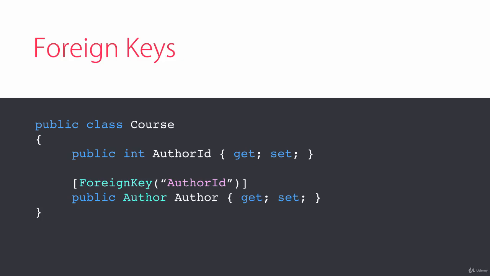In the last lecture, I told you that the ForeignKey attribute is fragile because it uses a magic string. So if you rename a property, that magic string is not going to get updated. And you're going to get runtime exceptions.